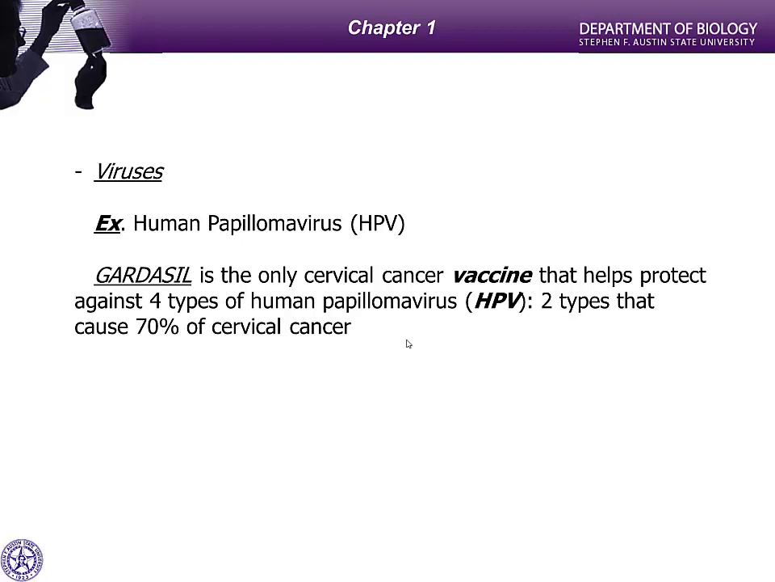Now, viruses have been in the news for about the past 10 years or so, especially the human papillomavirus, HPV, because two types of HPV are thought to cause 70% of all cervical cancers. Wouldn't it be great if we could have a vaccine such as Gardasil that could guard against these different types of human papillomavirus? And shouldn't everyone be required to be vaccinated against HPV? Well, now you're getting into some ethical questions.